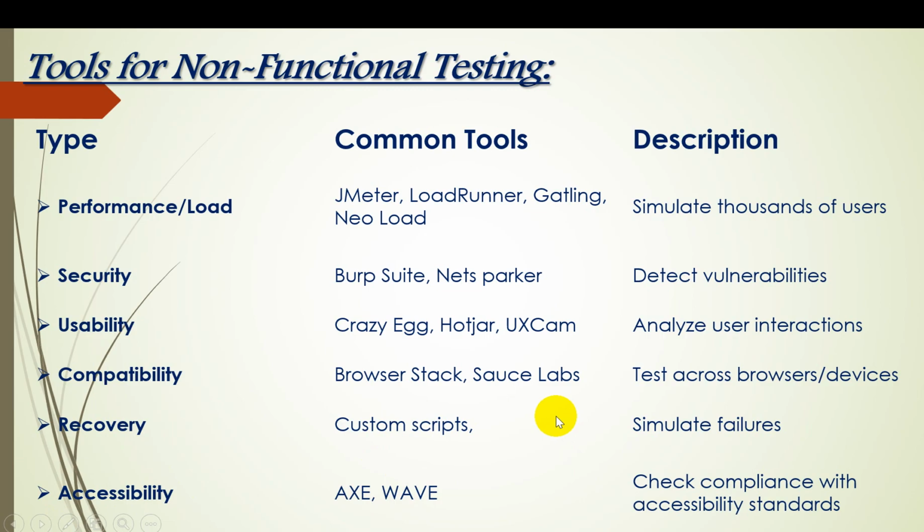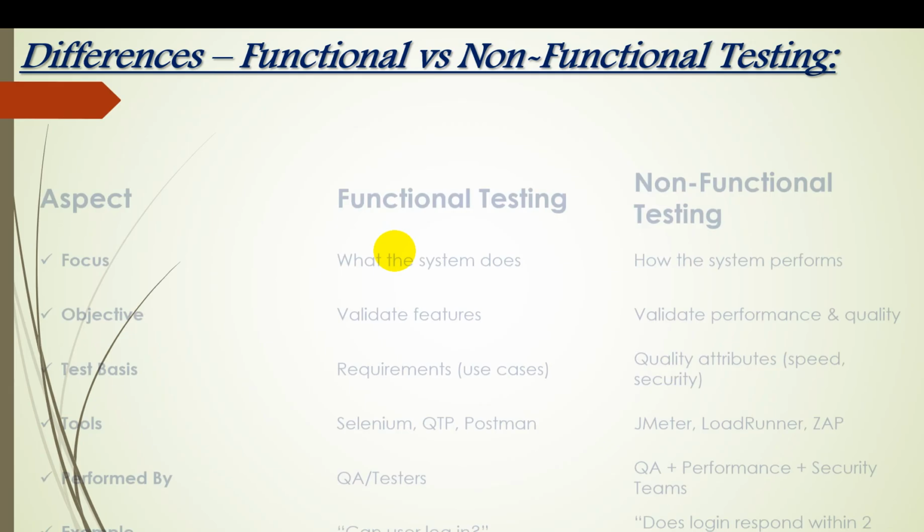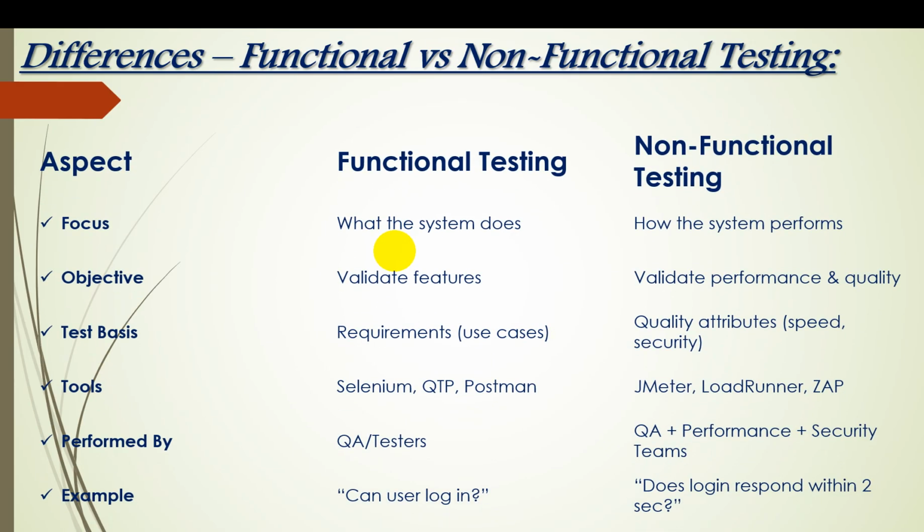So we can use them to do performance testing and all these testing types. Let's move toward the next point, which is the difference between functional and non-functional testing. See, friends, in functional testing we are mainly focused on what the system does, but in non-functional testing we focus on how the system performs. In functional testing, we validate the feature. In non-functional testing, we validate the performance and quality.